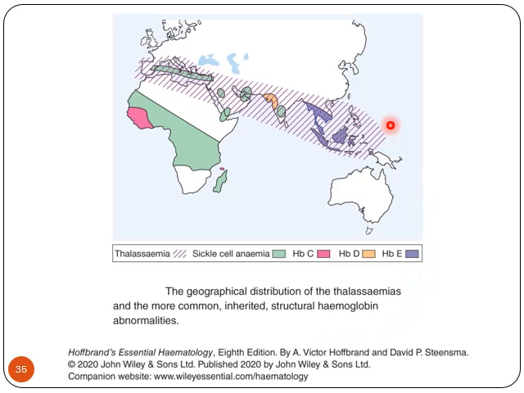This is the distribution of hemoglobinopathy worldwide. As we can see, the sickle cell anemia is abundant in Middle Africa, while hemoglobin C is in the west coast of Africa. Hemoglobin D is present in the Indian Peninsula, and as we have seen, thalassemia is a major hemoglobinopathy to be present, of course, in the Mediterranean Sea and the Arabic Peninsula and throughout Southeast Asia.